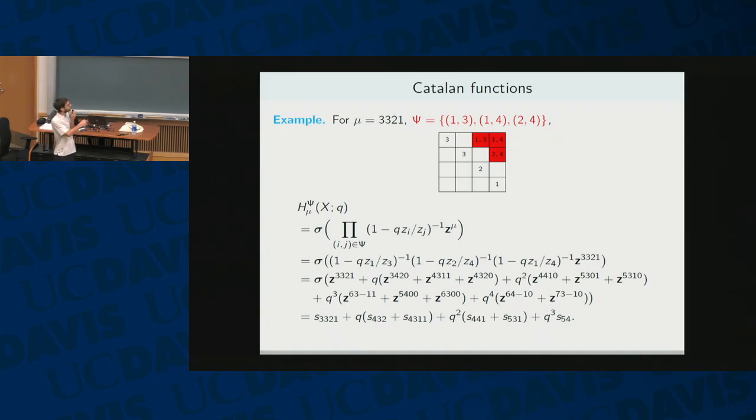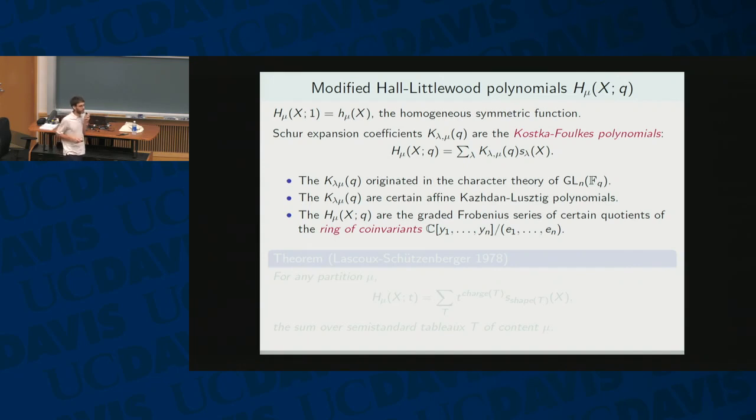Now I want to tell you a little bit about these modified Hall-Littlewood polynomials. Remember, these form one of the extreme cases of Catalan functions. First, when you set q to 1, these give you the homogeneous symmetric functions that we mentioned earlier. So h mu is just the product of the h d's. Their Schur expansion coefficients are called the Kostka-Foulkes polynomials. When you set q to 1 here, you just recover an ordinary Kostka coefficient, which is the dimension of a weight space of an irreducible representation of the general linear group.